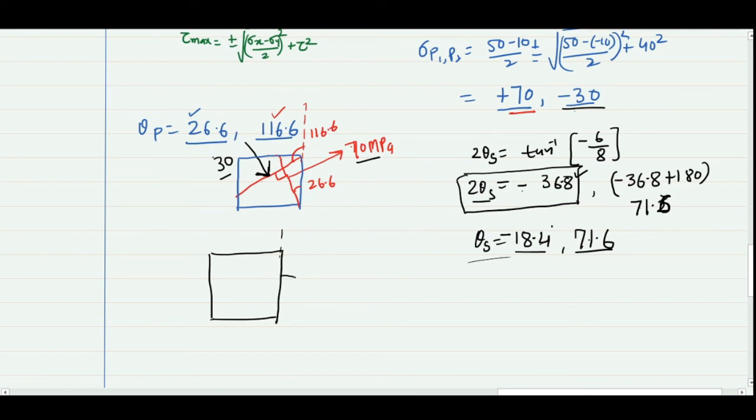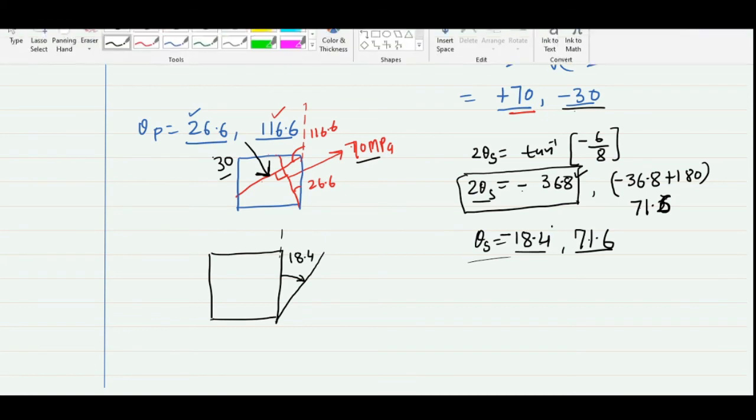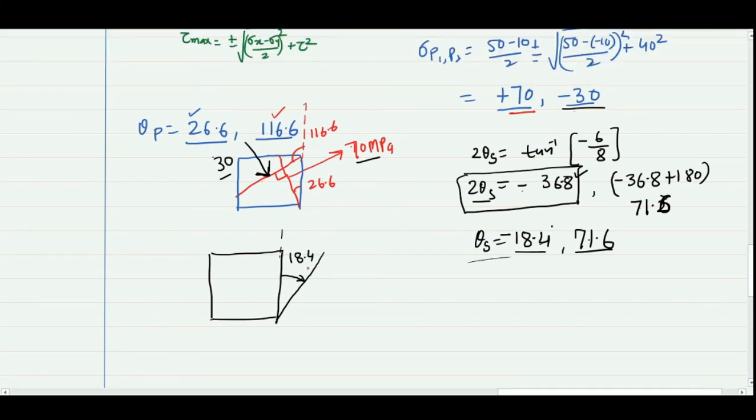So in case of clockwise direction, I have to move in this direction with a value of 18.4, and this would be my plane of maximum shear stress. But actually this is out of the body, so I have to replace this plane inside the body. So this would be my plane, and this angle will be 18.4 degree, and this plane represents the maximum shear stress plane.